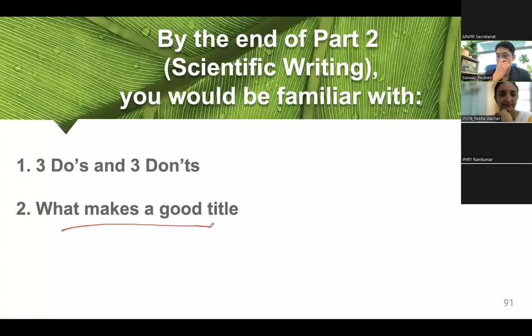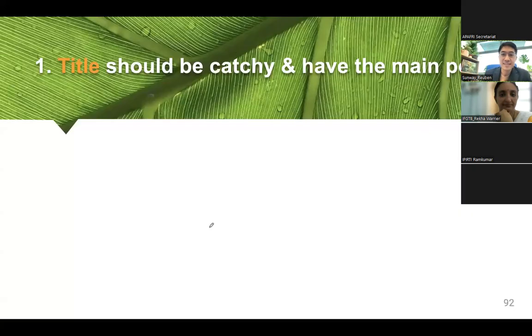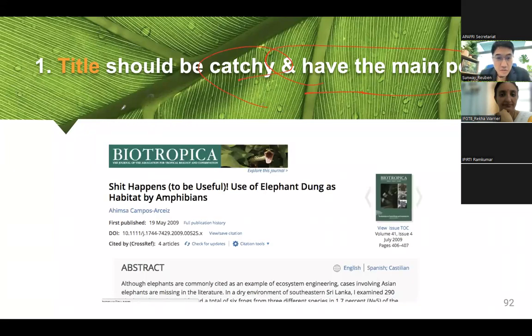On to number 2. So as I showed you just now, in a couple of review papers, you need to have a catchy title, and it should actually capture the meaning and the main point in the title itself. And that's the key thing, really. Can you use a word like shit in the title? Yes, you can.